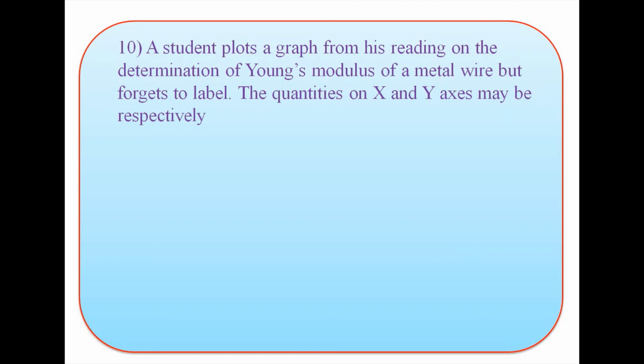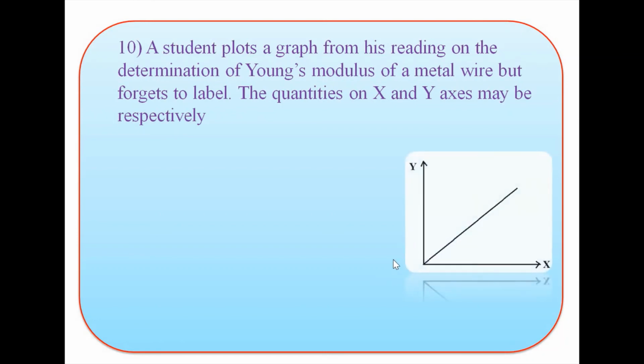A student plots a graph from his readings on the determination of Young's modulus of a metal wire but forgets to label. The quantities on the x and y axis may be, respectively... So let's see the first graph. This one is the y axis, this one is the x axis. The graph has a direct variation type.